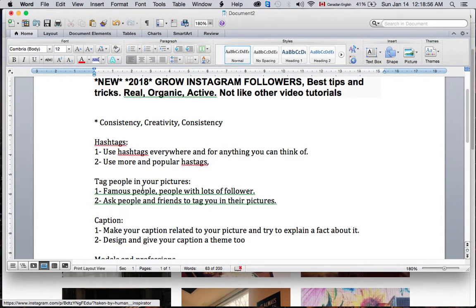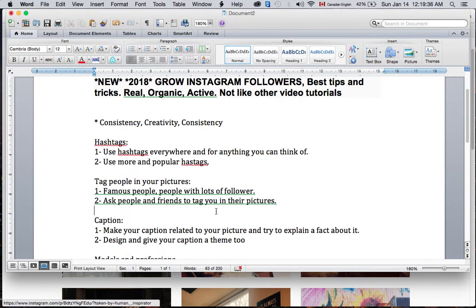The second category that I want to share with you is tagging people. You already know that tagging people is beneficial, but I'm going to go over two more important facts that you need to consider. Famous people, people with lots of followers. When you tag, not hashtag, tag people in your pictures who have more followers, it technically connects their followers to get an opportunity to see your picture. So always do that. Always tag people that you take a picture with and you know that they're famous or they have more followers.